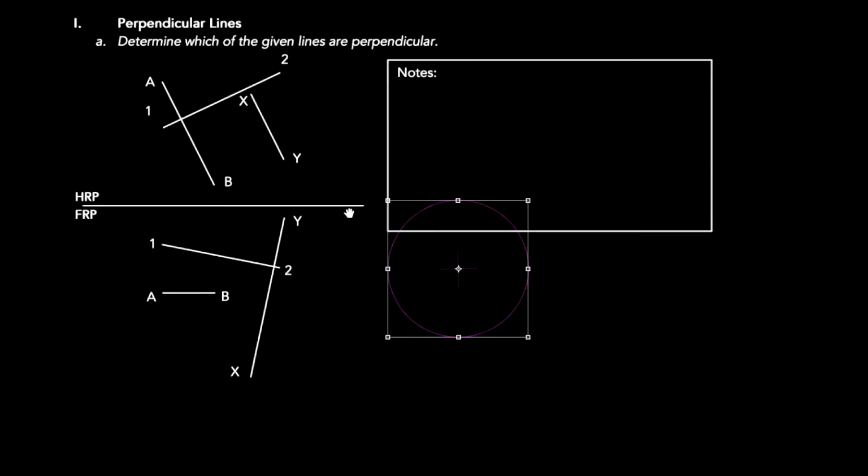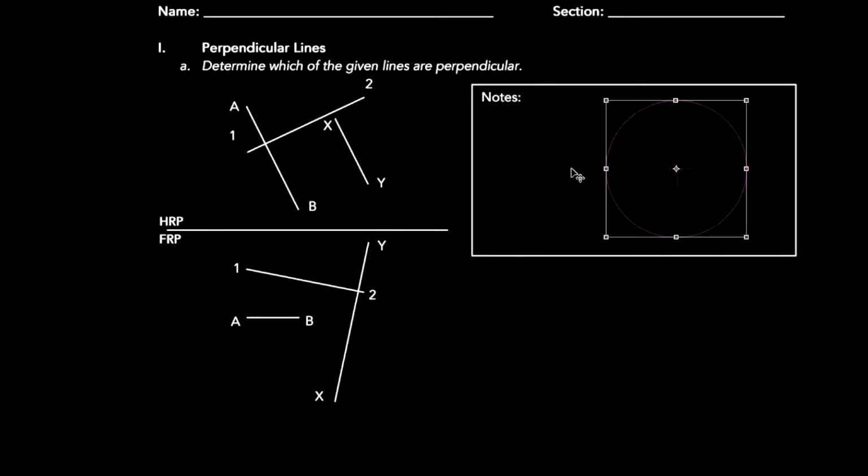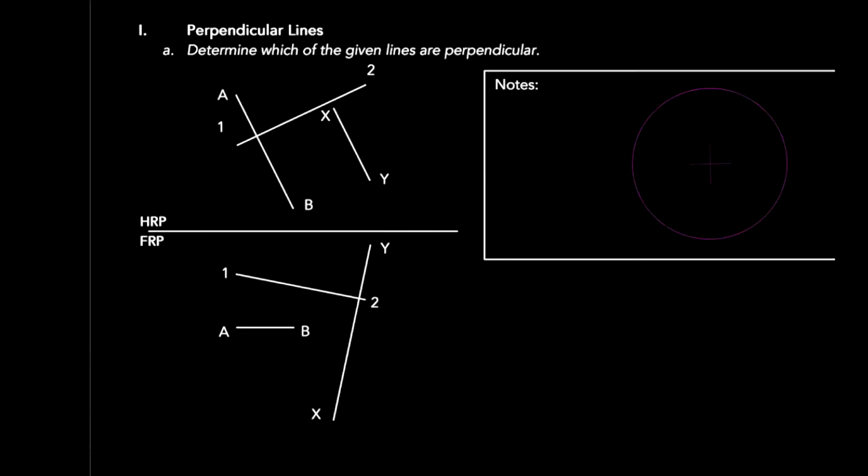So if you look at this one, we have multiple lines, and we'll try to determine kung alin dito sa mga pairs of lines na to is perpendicular to each other. So start with, ano bang magandang start? Let's go with 1, 2, and AB lang muna. So if we have 1, 2, and AB, then let's first look at AB. AB here is parallel to the folding line HRP FRP. Therefore, dapat si AB dito is in its true length.